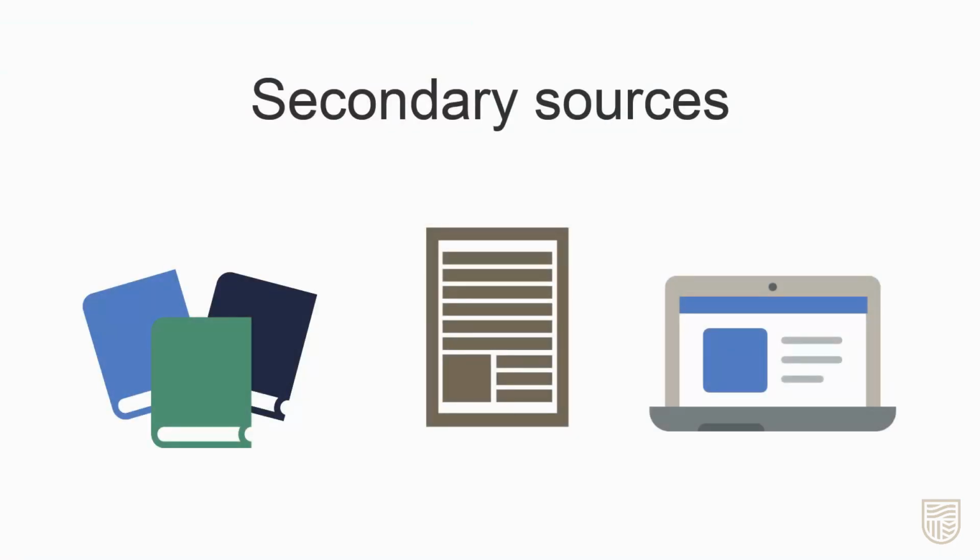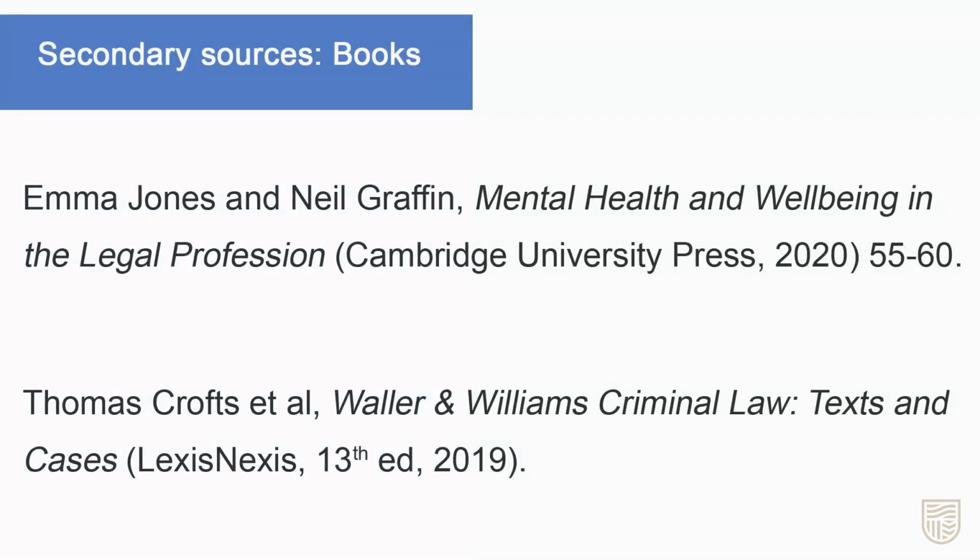Let's work through some footnote examples for secondary sources. Secondary sources include books, journal articles, and web pages. Let's start with books. A book has the following elements. The authors are listed as they are on the resource. If there are more than 3 authors, list the first author, followed by et al.